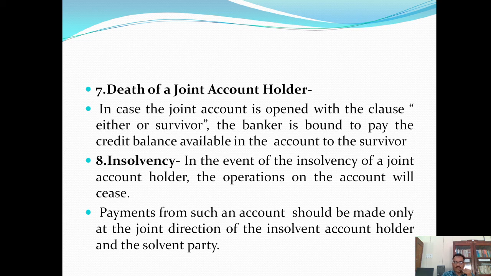Death of a joint account holder. In case the joint account is opened with the clause either or survivor, the banker is bound to pay the credit balance available in the account to the survivor. When a joint account is opened with the clause either or survivor, the banker should pay the amount in the credit of the account at the time of death of the joint account holder to the survivor.